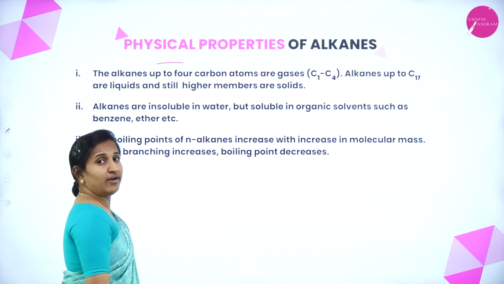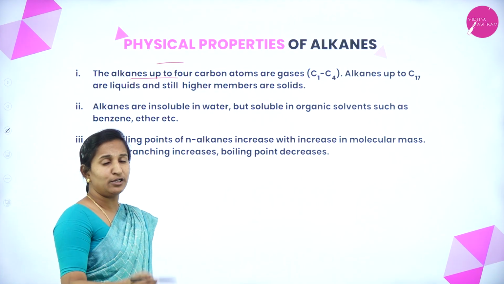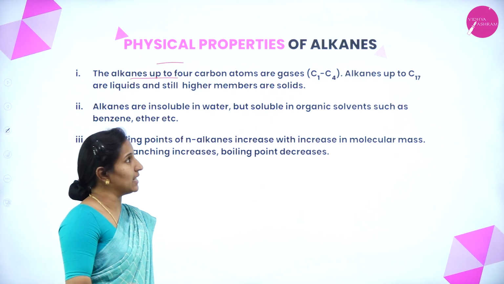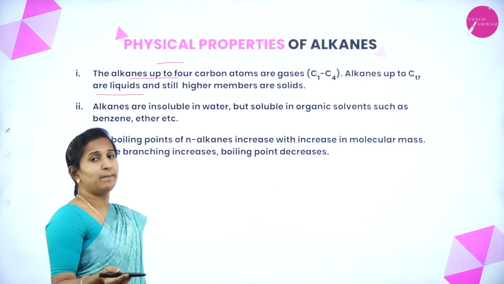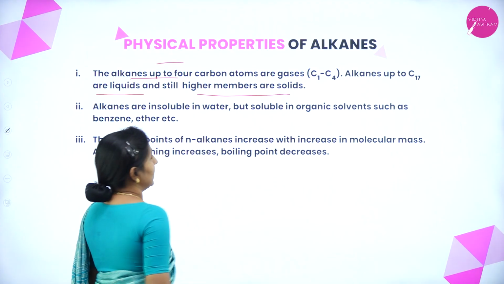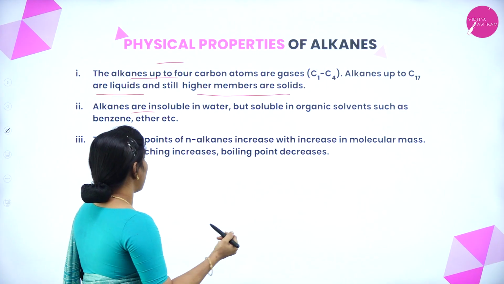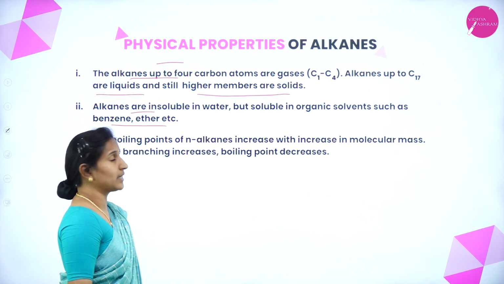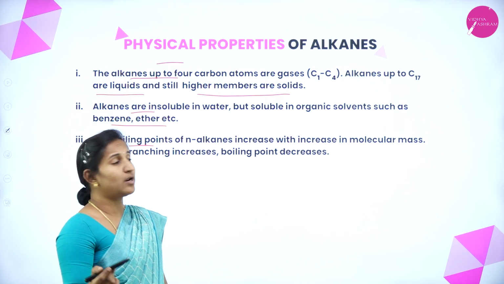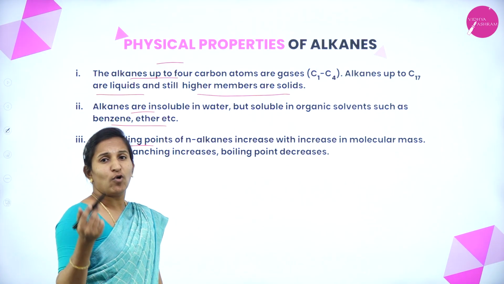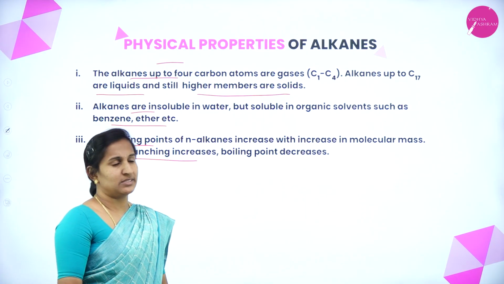Physical properties of alkanes. Alkanes up to 4 carbons are gases, that means C1 to C4 compounds are gases. Alkanes up to C17 are liquid. The higher member alkanes are solids. Alkanes are insoluble in water but soluble in organic reagents such as benzene, ether, etc. The boiling point of n-alkane increases with increase in the number of carbons or molecular mass. As the branching increases, boiling point decreases.